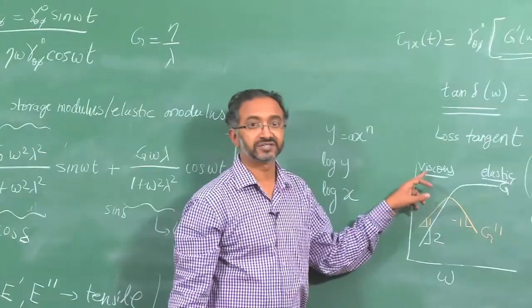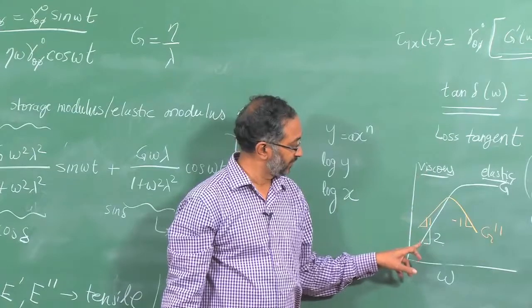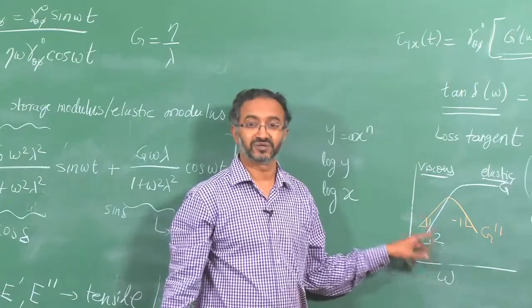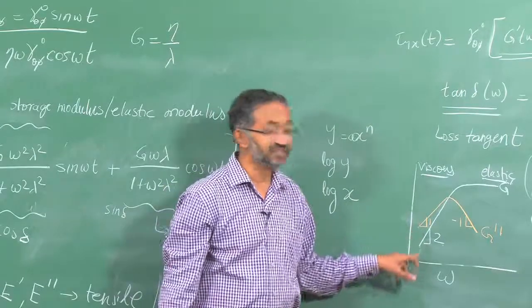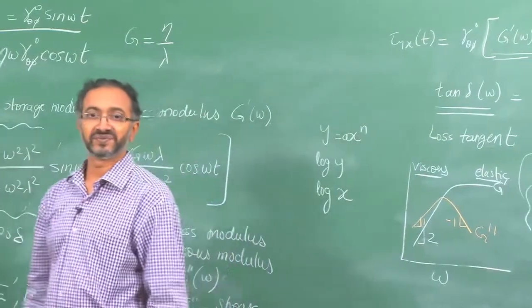And what you see is at very low frequency the viscous response again varies as omega squared, right. So, the way the graph looks, it is slightly deceptive. The difference between these two will be orders of magnitude.